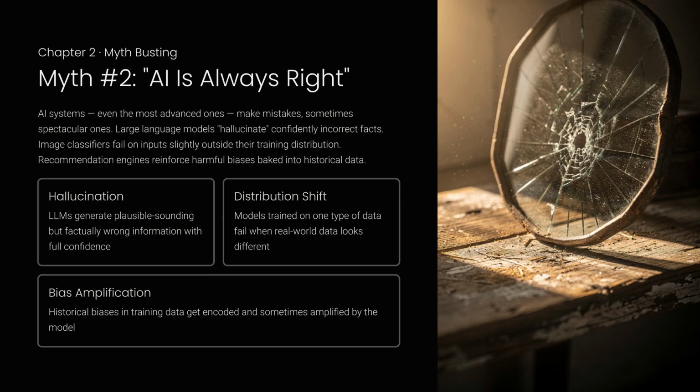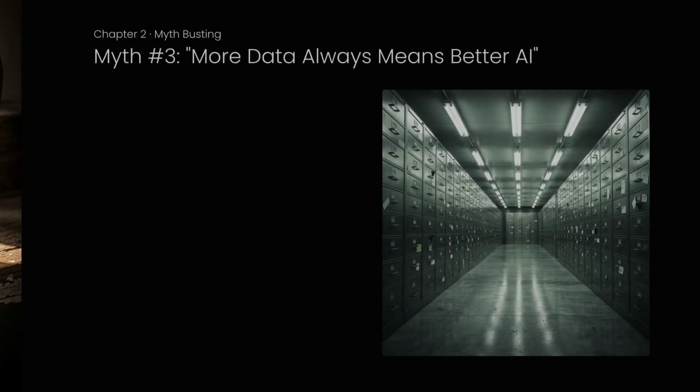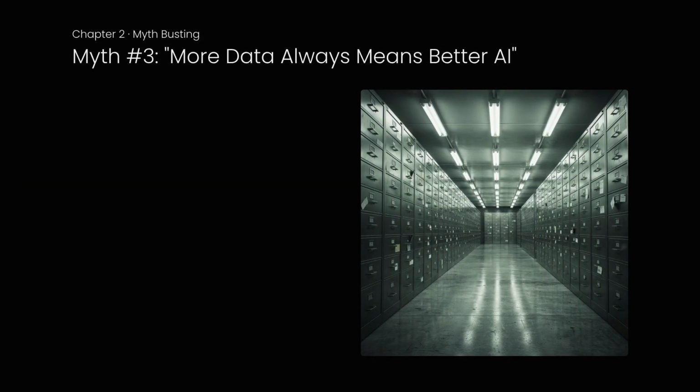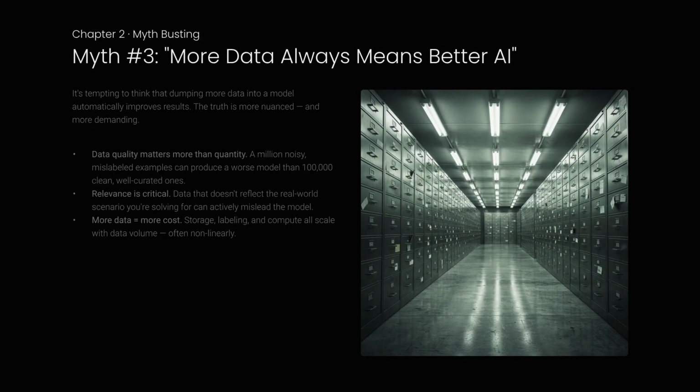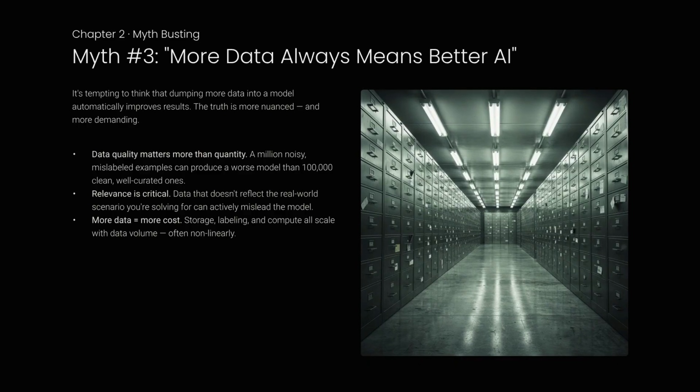Myth 2, AI is always right. The truth is that AI models can make mistakes, such as hallucinating incorrect information, failing due to distribution shifts, or amplifying existing biases found in their training data. Myth 3, more data always means better AI. Actually, data quality and relevance are more important than mere quantity. Additionally, larger data volumes lead to significantly higher costs in storage and compute.